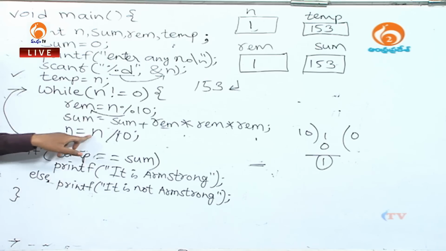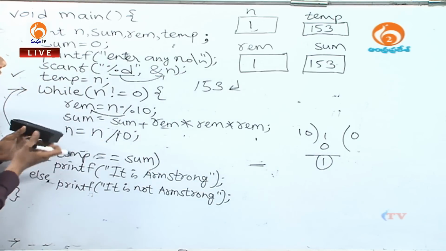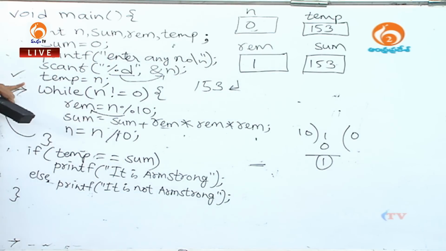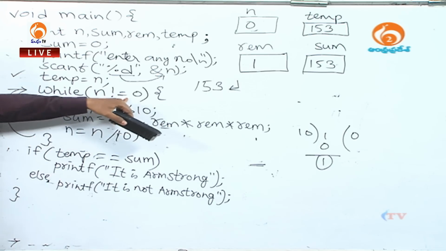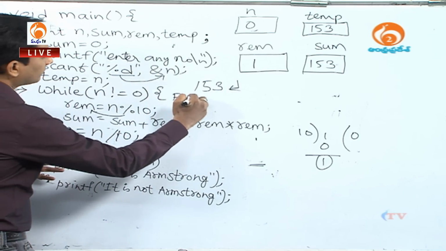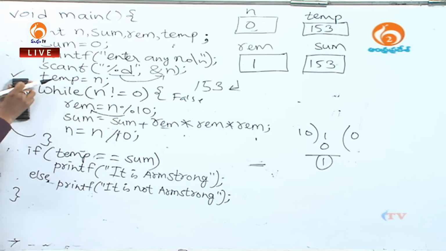Next, n equals n divided by 10, that is divided by 10 gives 0. 0 is stored into n. Next iteration, repeat the same steps. Control goes to the next iteration. Is n not equal to 0? Right now n equals 0, so 0 not equal to 0 becomes false. Control comes out of the while loop.